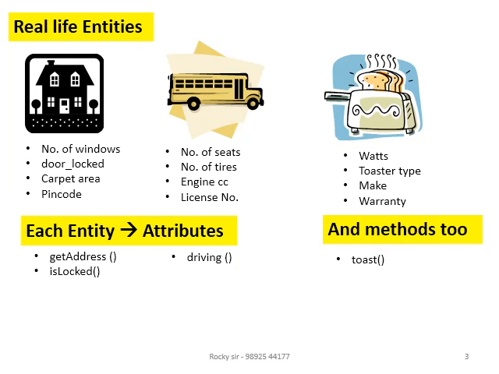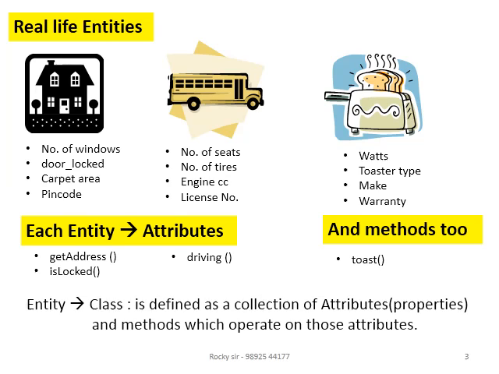So we conclude our definition for a class. A class is defined as a collection of attributes which you see here and methods which you see here. The get address method is going to get me the pin code of the house, and is locked method is going to find whether the door of the house is locked or not. And these methods operate on those attributes, so it's very clear that the get address method of the house will not find the number of seats in a bus. So the methods of a class always operate on its own properties or attributes. We move further.